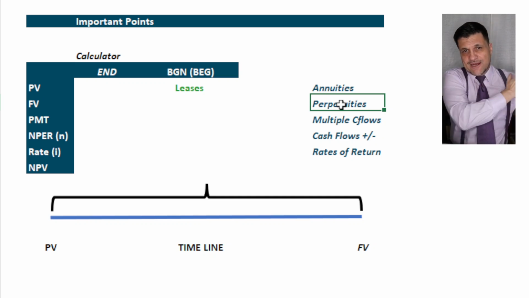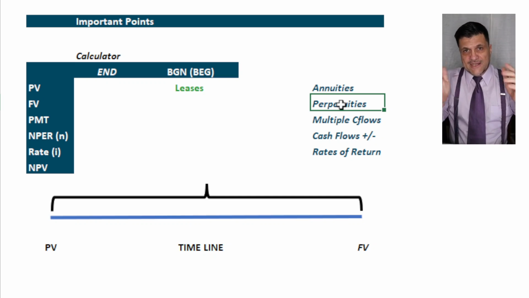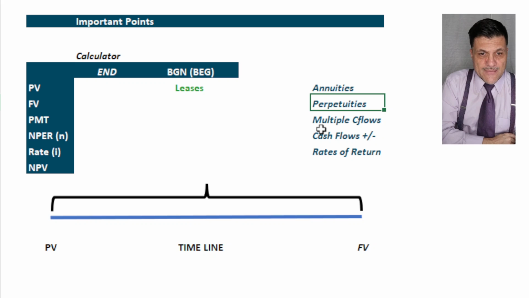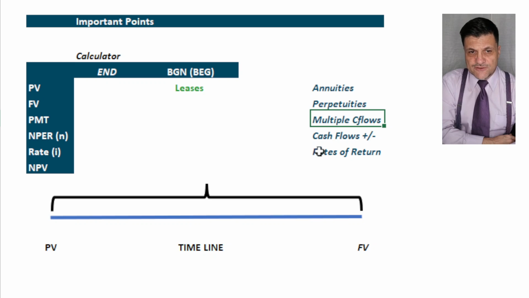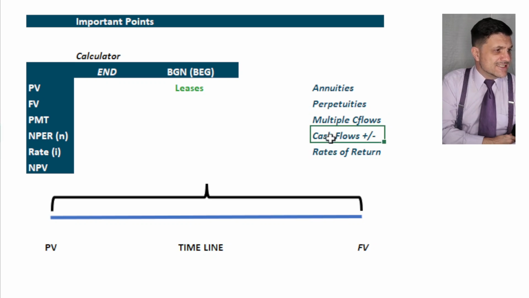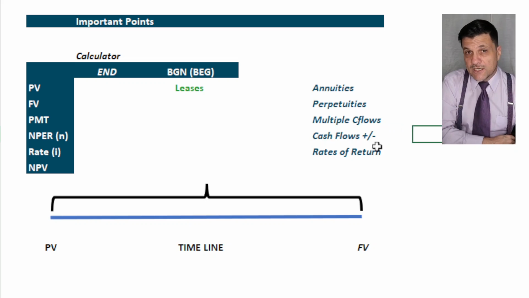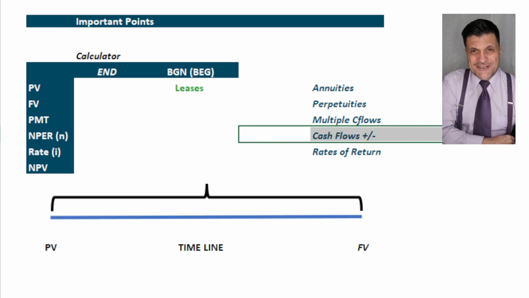A perpetuity is like forever, right? An annuity is a fixed number of periods, right? Multiple cash flows, already said, different amounts, right? You use the net present value to answer those questions. Cash flows that change signs, positive, negative, okay? Sometimes some of the functions like the internal rate of return don't work, but I don't think this should be a concern right now.